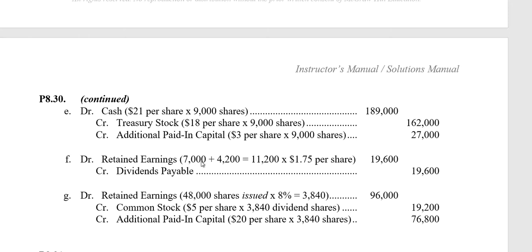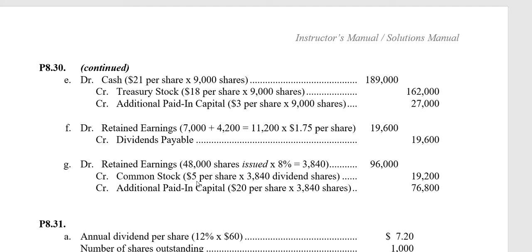The common stock that's outstanding, 7,000 and 4,200, are added together and then multiplied by how much per share that cash dividend is. Okay. Now, if you'll see here in G, we are issuing good important stuff, guys. We're issuing a stock dividend. Okay. Well, what did we issue? We issued 8% on 48,000 shares. Okay. Now these are the amount per issue that have been issued. So we multiply 8% times that 48,000 shares and we get 3,840.